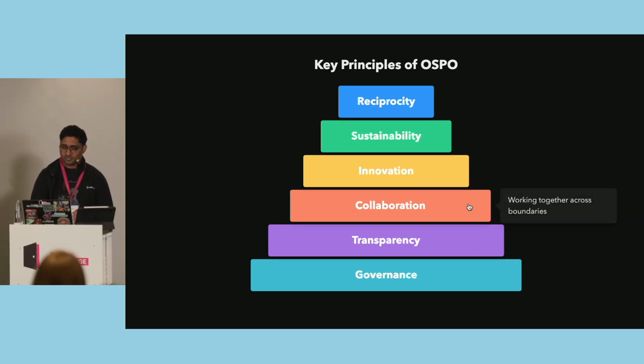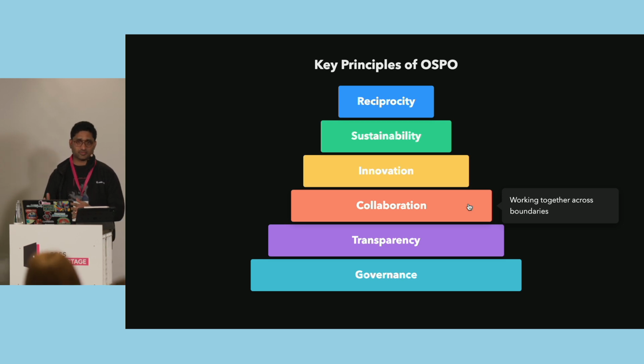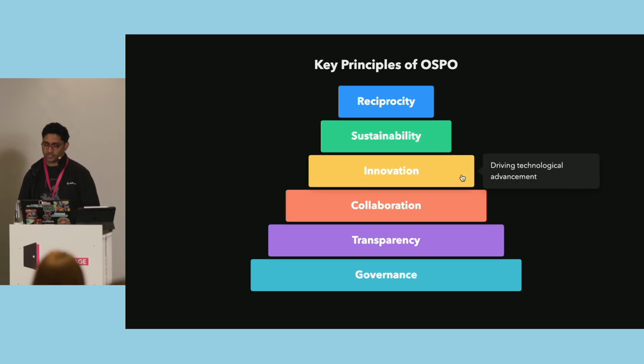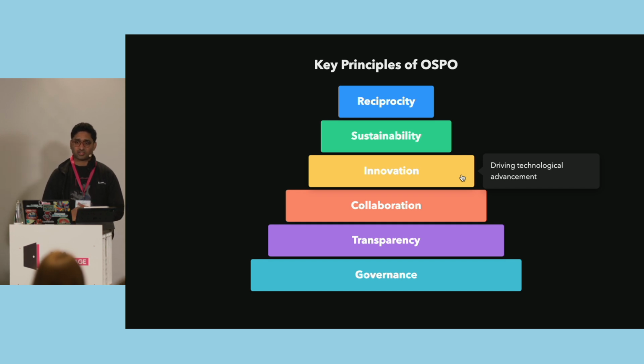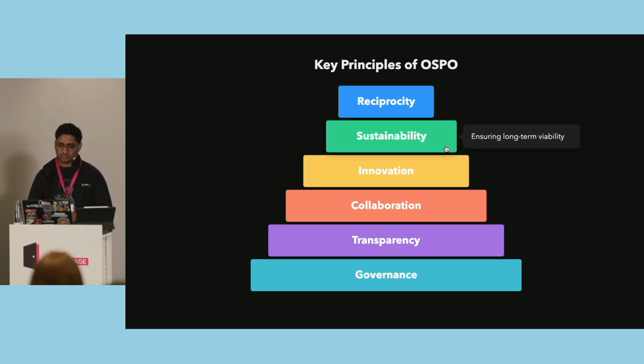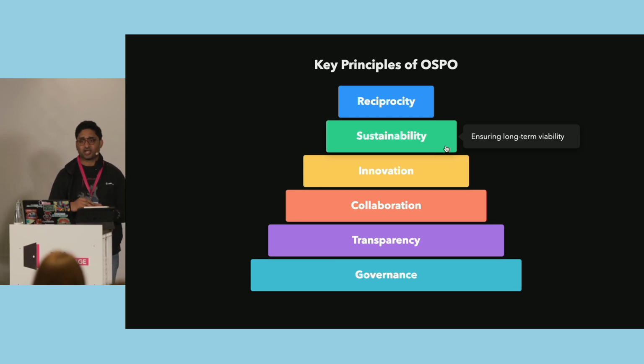And the third one is collaboration. OSPOs facilitate working relationships with developers and across developers in organization teams, so within the organization and with other open source communities. The fourth one is innovation. By leveraging open source technologies, the OSPO drives technological advancement in the company. And the fifth one is sustainability. OSPO also facilitates long-term sustainability of the open source projects that are developed inside the company and the projects that are used by the company.